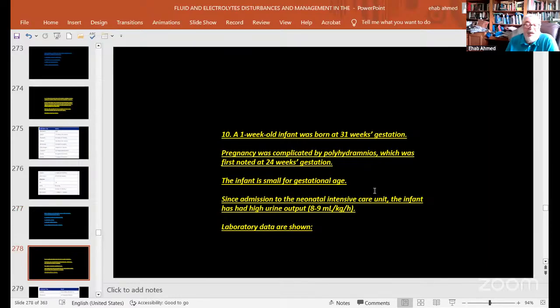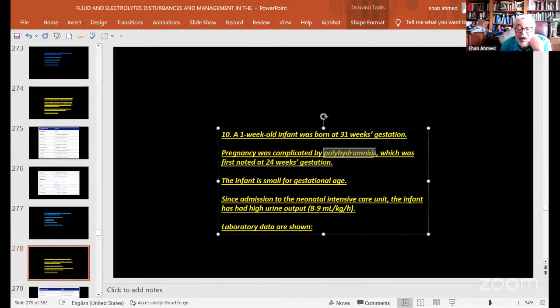Number 10, and the last MCQ. A 1-week-old infant born at 31 weeks. Mom had polyhydramnios, this keyword, which was noted at the age of 24 weeks. Infant is SGA.